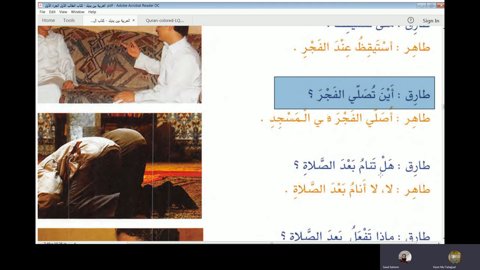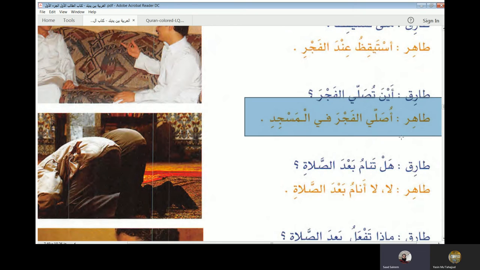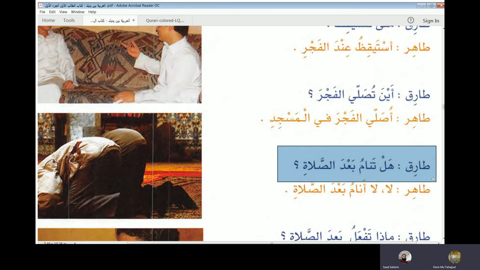Where do you pray Fajr? Usalli al-Fajr fil-masjid. Okay, I pray Fajr in the mosque.